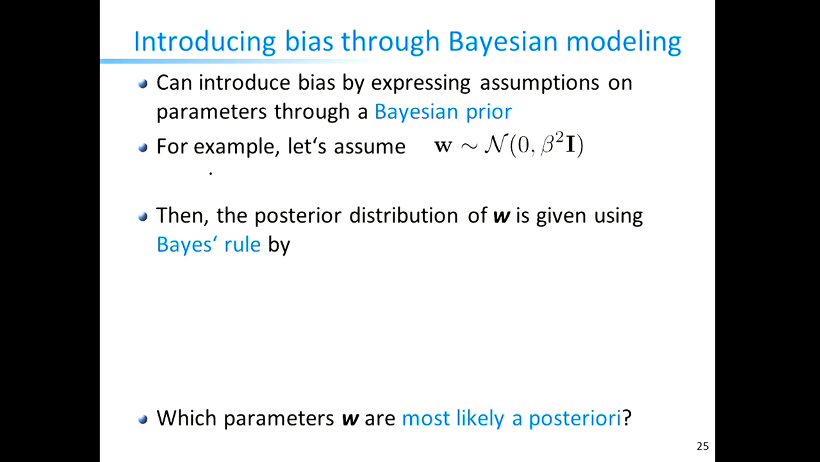Okay, so basically each w_i is drawn from a normal distribution at zero with variance beta squared, all independently of each other. Okay, now that's a prior assumption, which basically says that a priori, I believe my weights are small. If I haven't seen any data, I think my weights are small, right? Maybe my data can convince me otherwise, right? But a priori, that's my assumption.